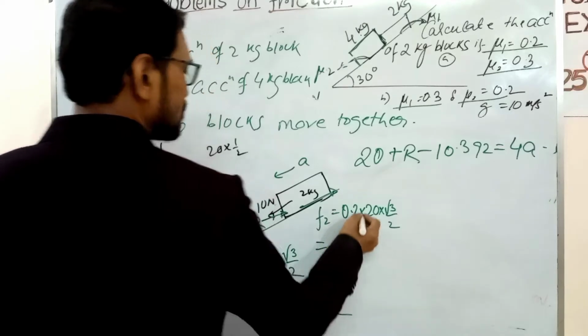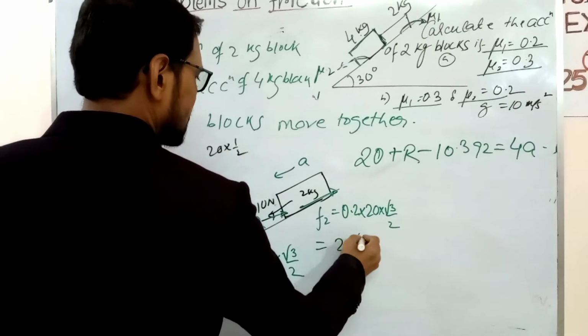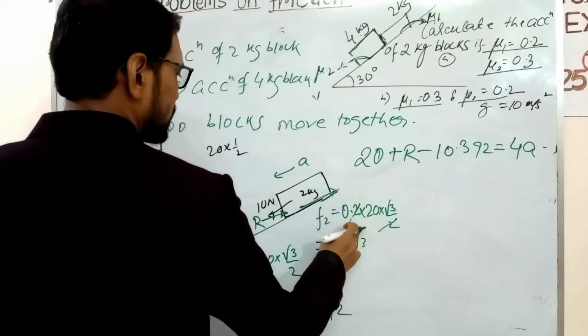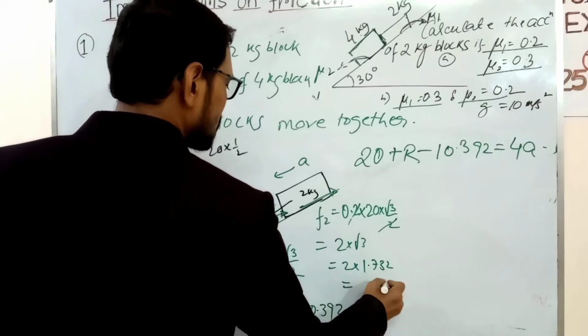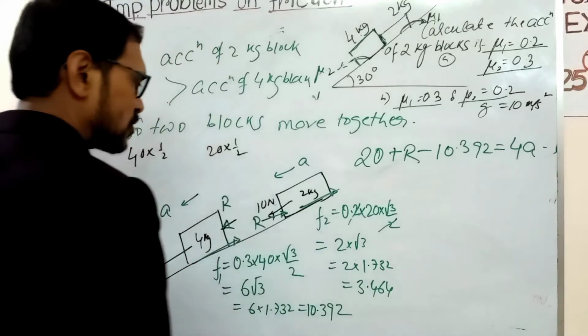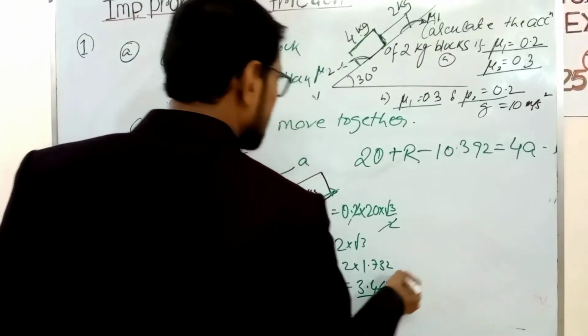So this is equal to 2 by 10 times 2 root 3. The 2s cancel, and 0.2 means 1 by 10, times 2 root 3. That is 2 into 1.732, which is 3.464 Newton. So friction is equal to this.